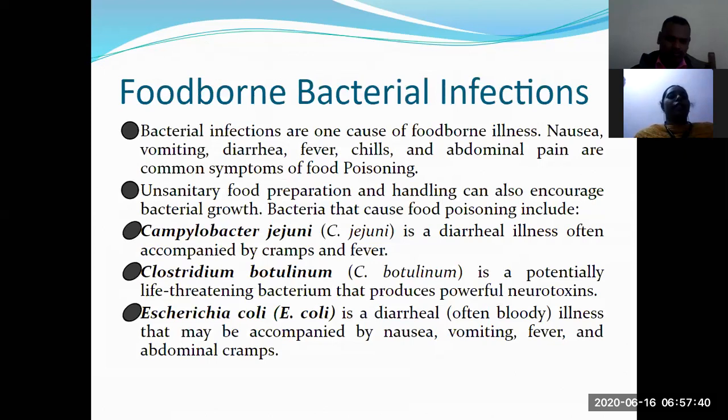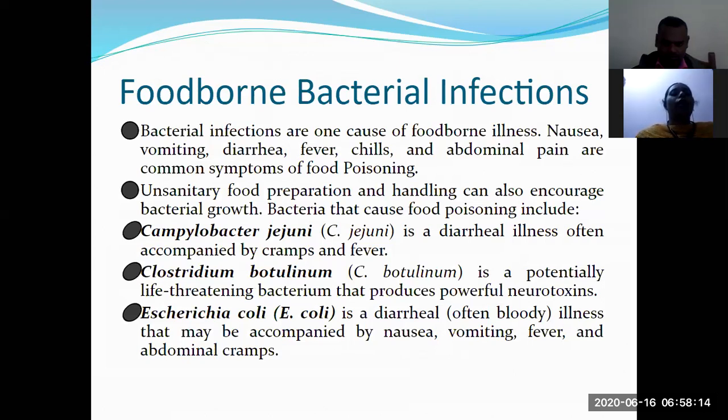Next, foodborne bacterial infection. When there are bacterial infections by food, it may result in nausea, vomiting, diarrhea, fever, chills, and abdominal pain. But we don't know which bacteria this is because of, so we can go for further testing. How does this foodborne bacterial infection occur in our body? Unsanitary food preparation and handling encourage bacterial growth.